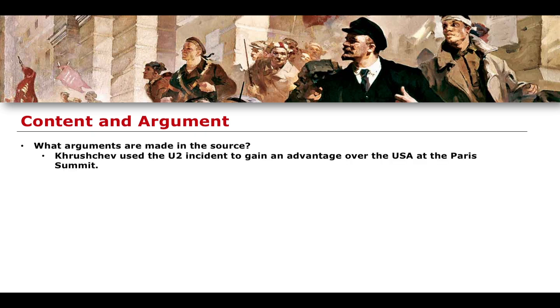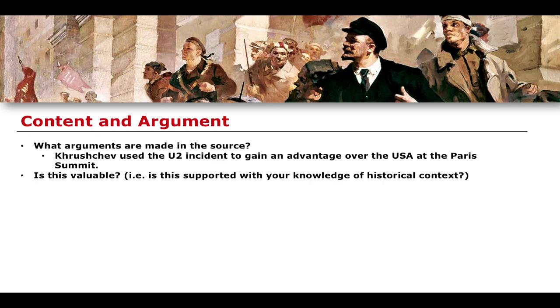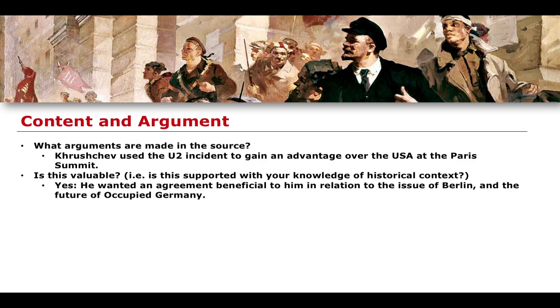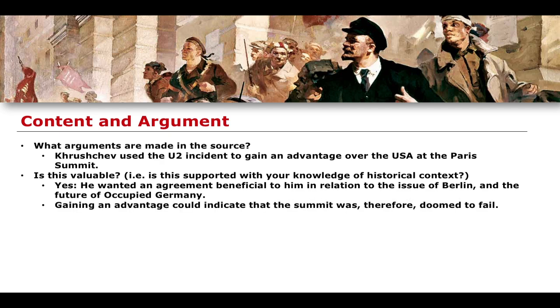A number of arguments are made in this source. Khrushchev, for example, used the U2 incident to gain an advantage over the USA at the Paris Summit. Is this valuable? I.e., can we support this argument with our knowledge of historical context, with our knowledge of the history? Well, on the one hand, you could say yes, because he wanted the agreement to be beneficial to him in relation to the issue of Berlin. At the time, in 1958, there was an ultimatum on the question of Berlin, the future of occupied Germany, and the impact that this would have on Soviet security interests.